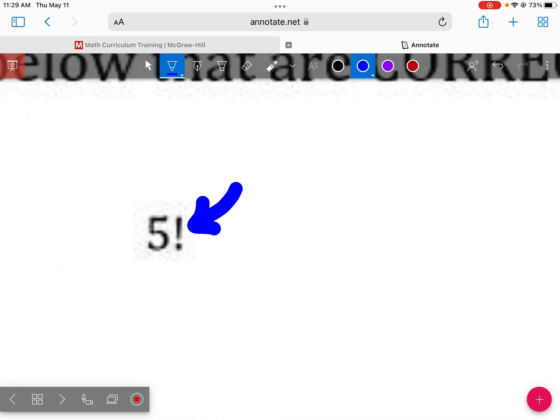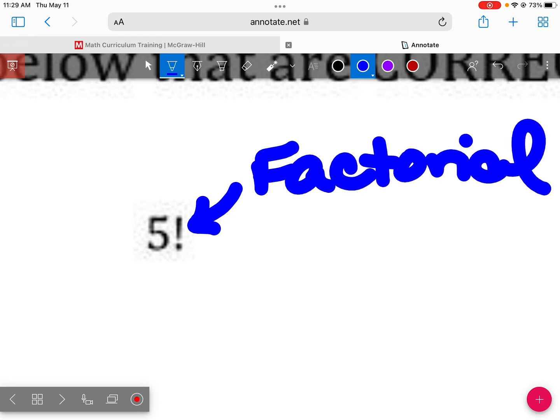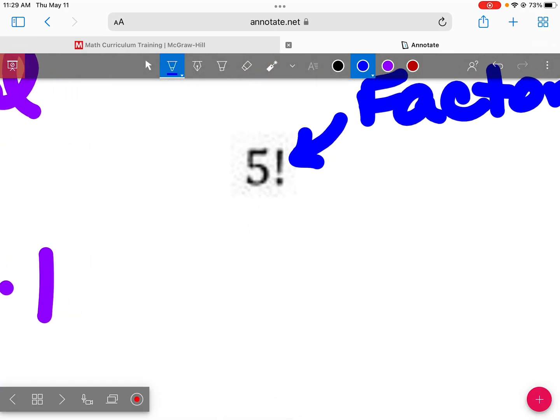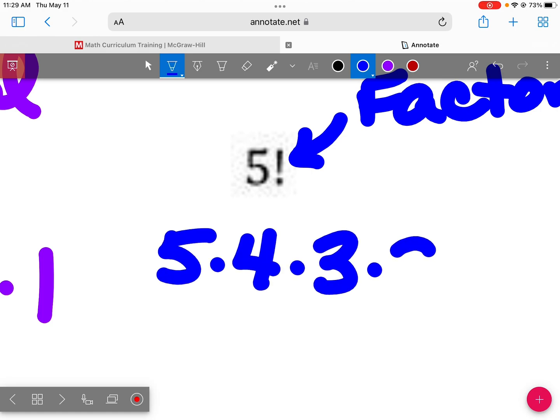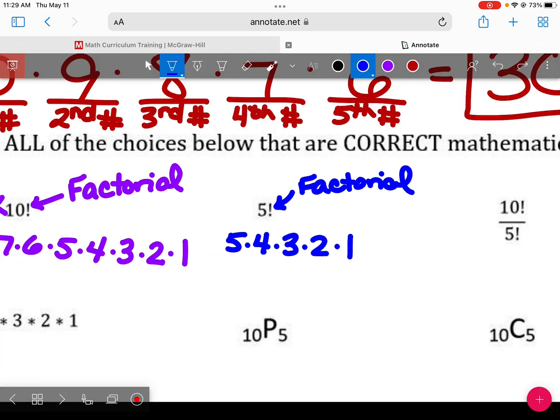What about the next one over? Here I have 5 with an exclamation point. So I have factorial again. How would I calculate this one? 5 times 4 times 3 times 2 times 1. Is that what I did up above? No. I did multiply a bunch of things together, but it wasn't those numbers.